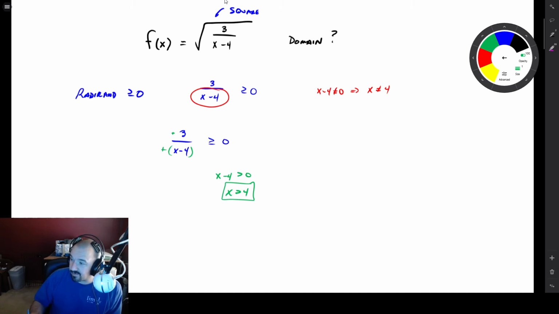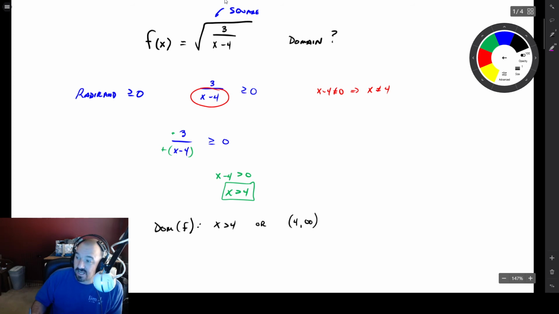So the final answer is that the domain of f is x is greater than 4. Or in interval notation, this is simply 4 going towards positive infinity. It cannot be equal, again, because you can't divide by 0. So we have no 'or equal to' here, which means the 4 gets a parenthesis, not a bracket.